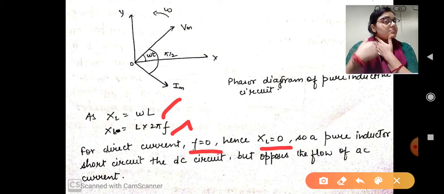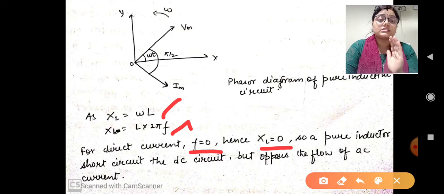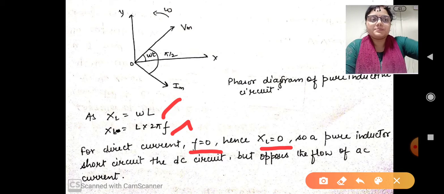That's why it behaves like a resistance, because the inductive reactance just opposes the flow of AC current in that. Clear?